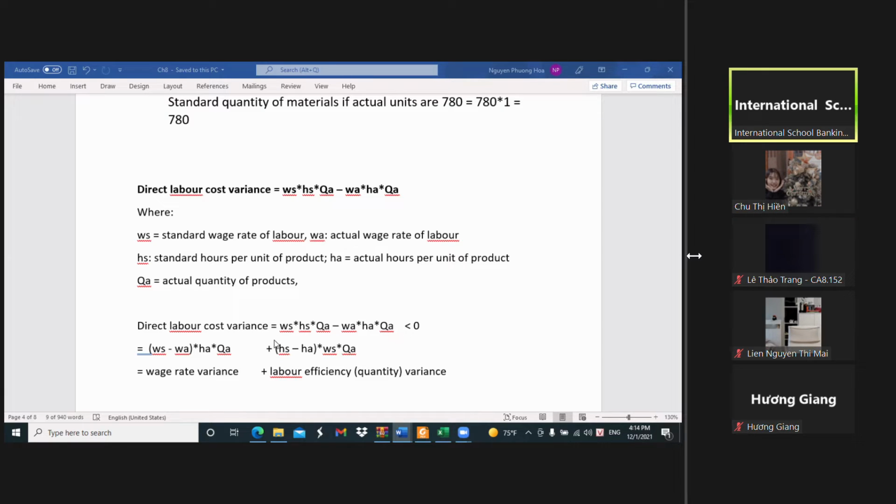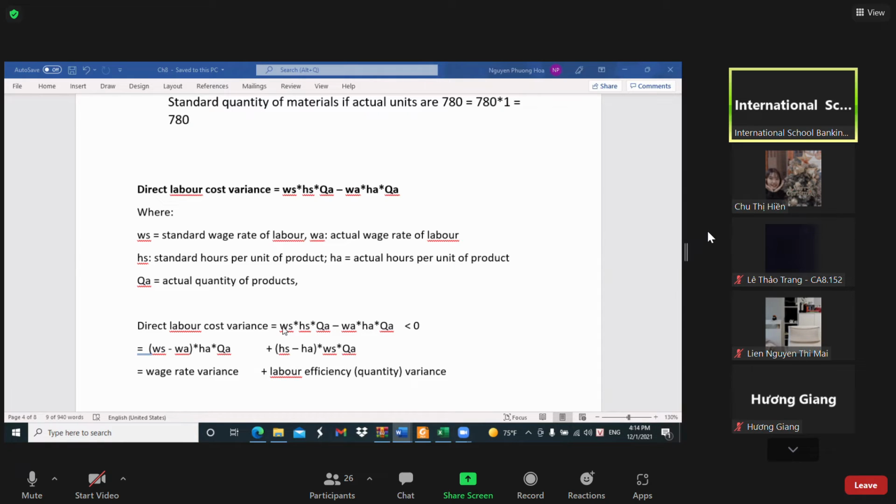Now, direct labor cost variance is negative. So what do you think? Good or bad? Performance is good or bad? Bad performance. It's bad performance. Why?